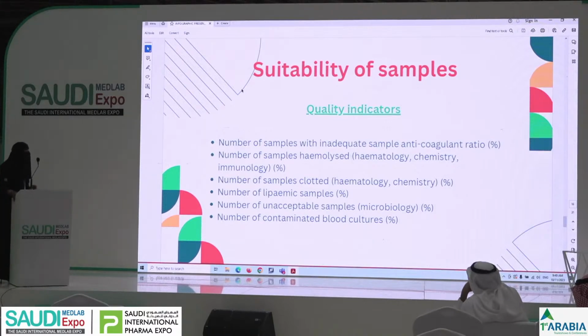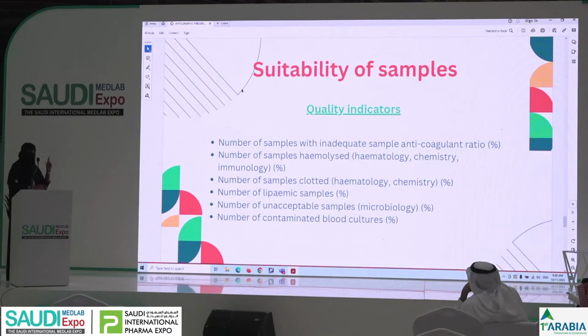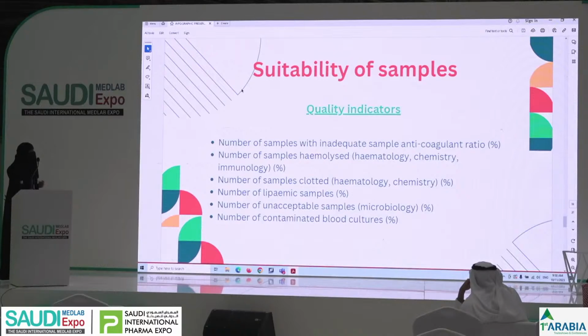Suitability of the samples should also be counted, for all the samples that have an inadequate sample to anticoagulant ratio. The volume of the sample itself, when it is more than the ratio of anticoagulant in the tube, or less, will affect the accuracy of the result. The number of hemolyzed samples as well, or lipemic samples, or in biochemistry the colored samples, which become so due to an increase in cholesterol, all these should be counted as an inappropriate or unsuitable sample.